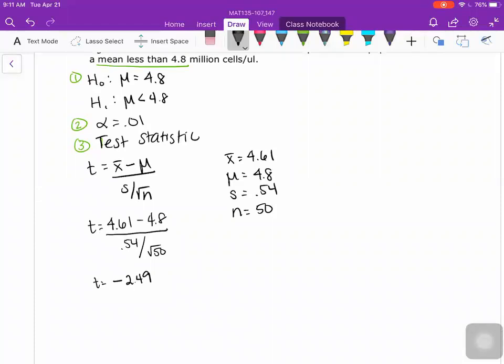So again, the sign of your test statistic should align with what type of a test you have. Now, this doesn't apply as directly with a two-tailed test because we do have two tails. So it could be more or it could be less. So the sign is not definitive based on that type of test.